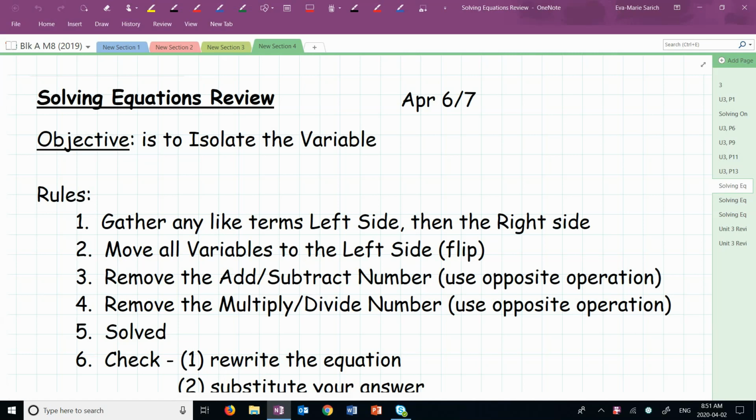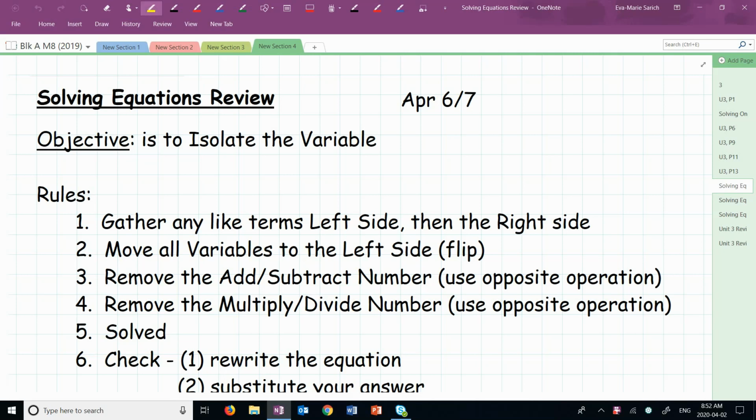And I guess we need to get started here. And so before we left on the break, we were solving equations. So I thought the best way to start would be to go through a review of solving equations.